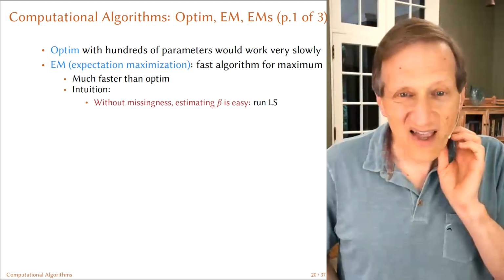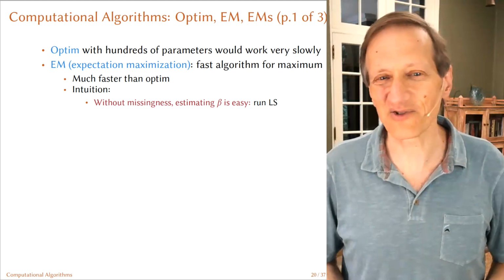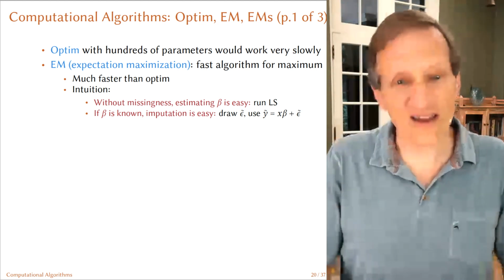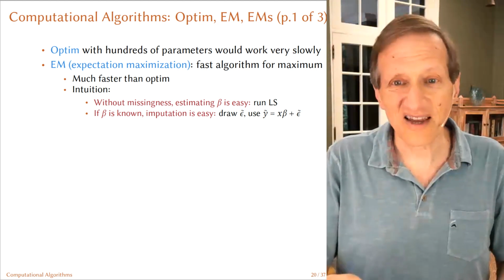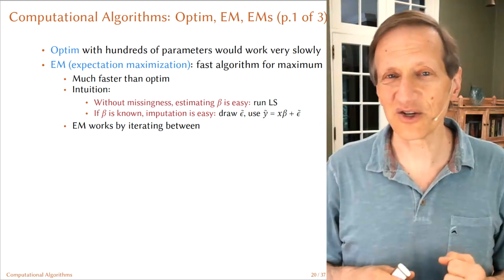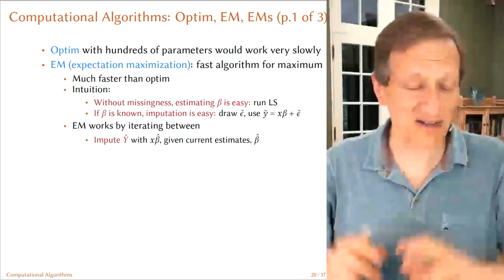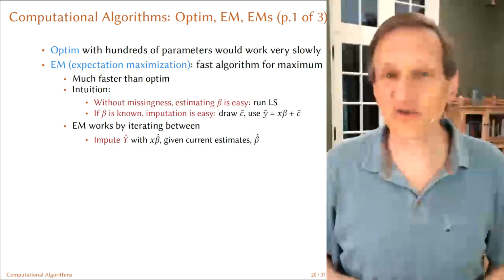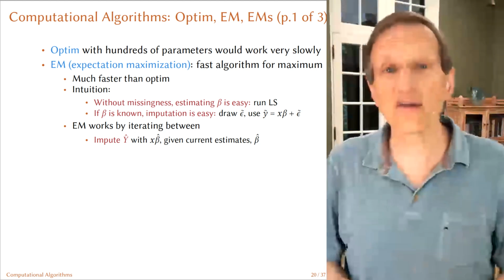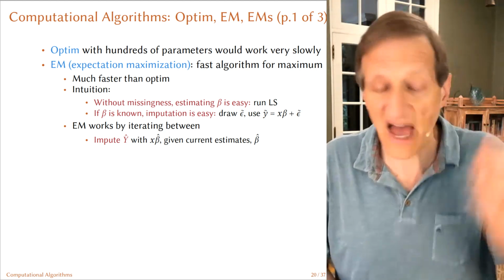Here's the intuition. Without missingness, estimating beta is really easy. You just run a regression, no big deal, least squares regression. If beta is known, it's really easy to impute because you just use this very simple equation here, no big deal. So EM works by iterating between the two. And here's what you do. First you take some current estimates. Now you don't have any estimates to begin with, so we'll just substitute zeros or ones or something in for beta hat on the first iteration. Then we create x times beta hat, and we use that as our imputation.